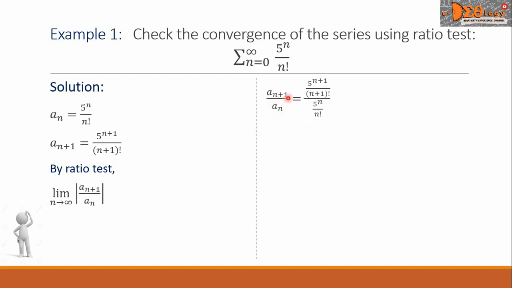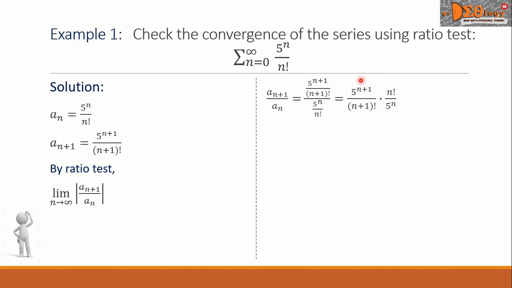The a sub n plus 1 is now here in the numerator over the a sub n, which is the value in the denominator. We can see here a complex fraction. So let us simplify this into a sub n plus 1, which we copy here, multiplied by the reciprocal of a sub n. So this is now n factorial on top all over 5 raised to n.